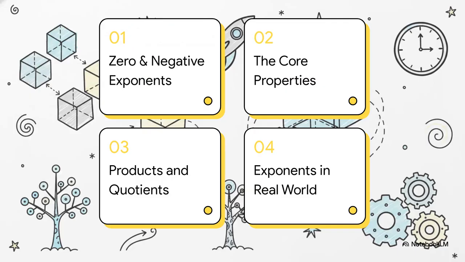So, here's our game plan. First, we're going to tackle the so-called oddballs, zero and negative exponents. Then we'll build up our main toolkit with the core properties. After that, we'll see how they work with bigger combinations. And finally, the really fun part, we'll put it all to use with some amazing real-world examples. Sound good? Let's get started.